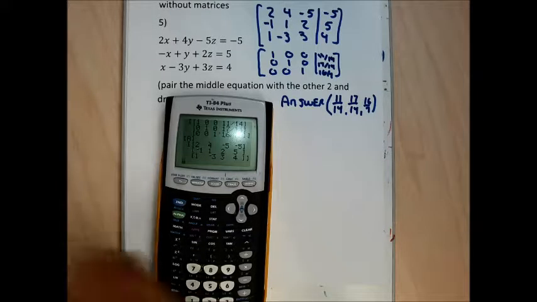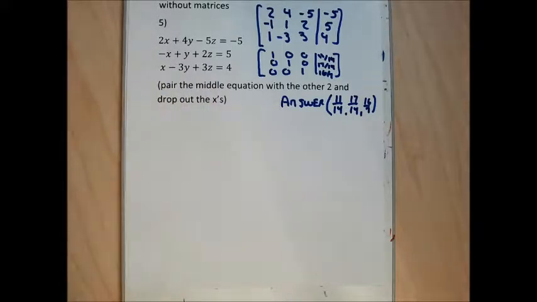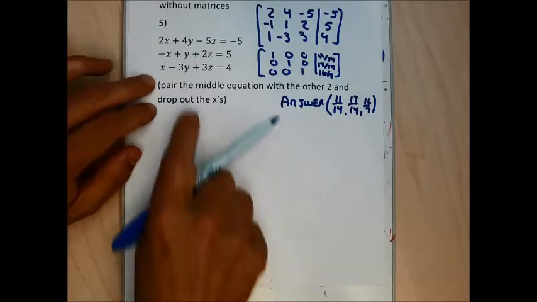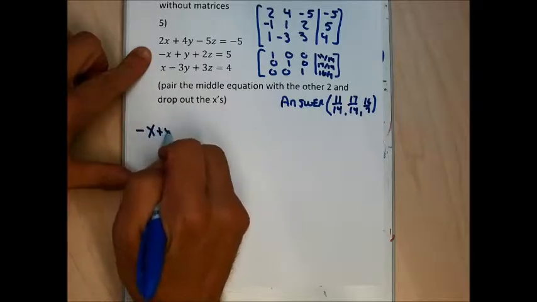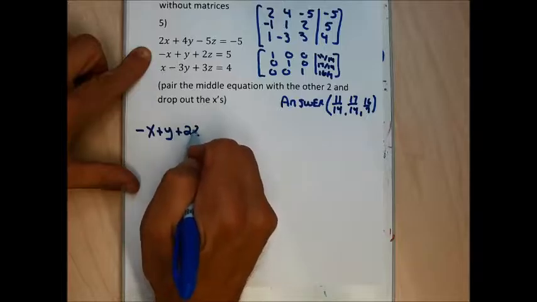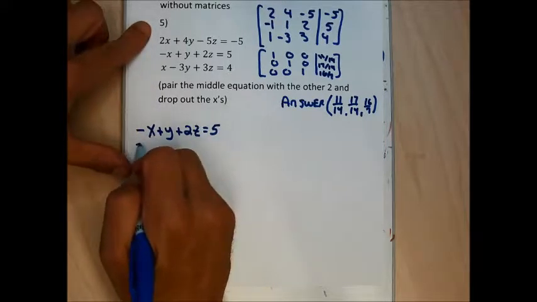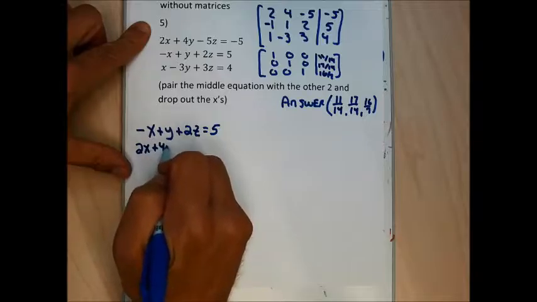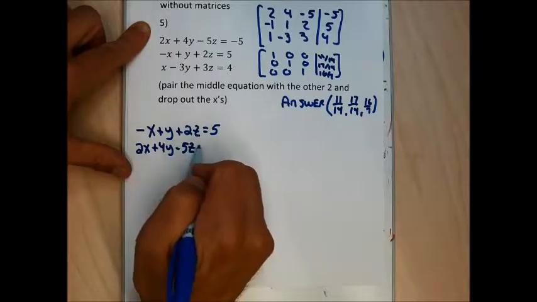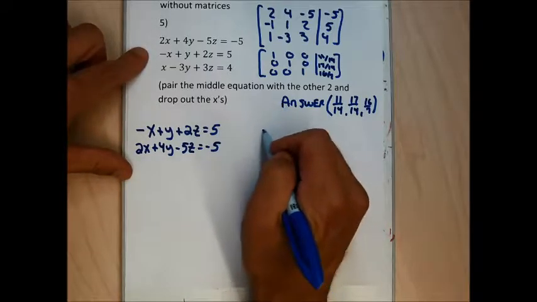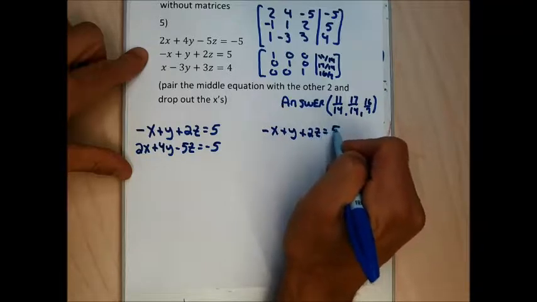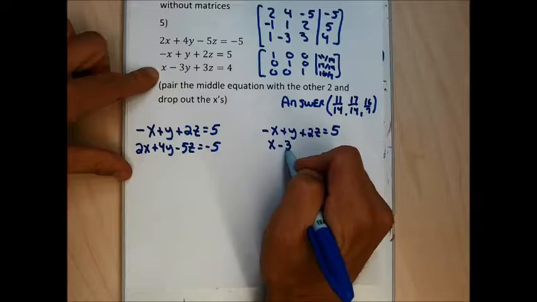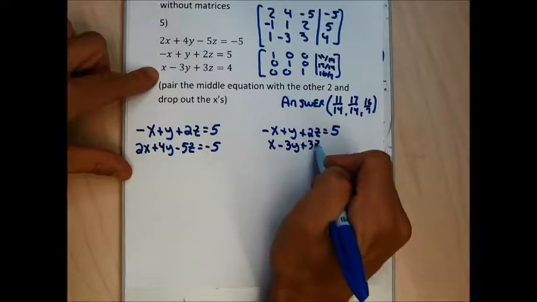to figure out the answer. So let me do it. I should probably do it all on another sheet of paper, but I'll gamble. It's probably going to flow down to another sheet though. Step 1, pair the middle equation with the other two. Middle equation is negative x plus y plus 2z equals 5. I'm going to pair it with the top equation, 2x plus 4y minus 5z equals negative 5. And pair that middle equation, negative x plus y plus 2z equals 5, with the bottom equation, x minus 3y plus 3z equals 4.